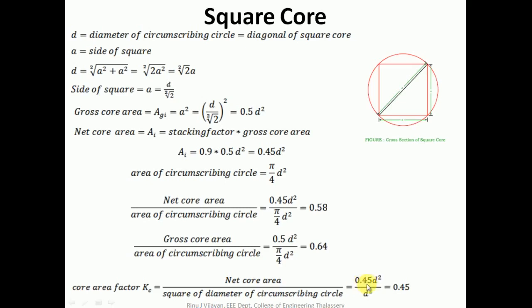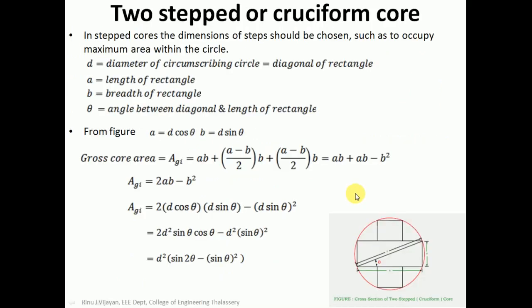In this case, the net core area is 0.45 d square. We have determined it here. You just have to divide it by the square of the diameter of the circumscribing circle, that is d square. Then you will be getting the value of core area factor, which is indicated as Kc, as 0.45. The same procedure will be followed for finding the ratios in the case of two-stepped or cruciform core.